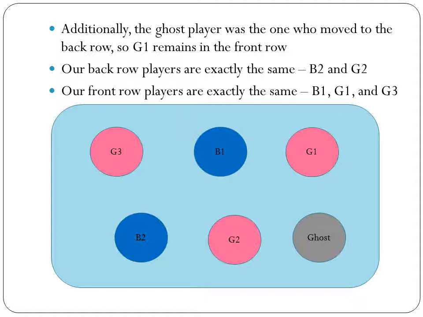Additionally, it's important to think about who rotated where. So in this case, the ghost player was really the one who moved to the back row. So G1 on the top right is going to remain in the front row. This means that our rotation stays exactly the same. So our front row players are exactly the same. We still have B1, G1, and G3 in the front. And our back row players are exactly the same with B2 and G2 in the back.